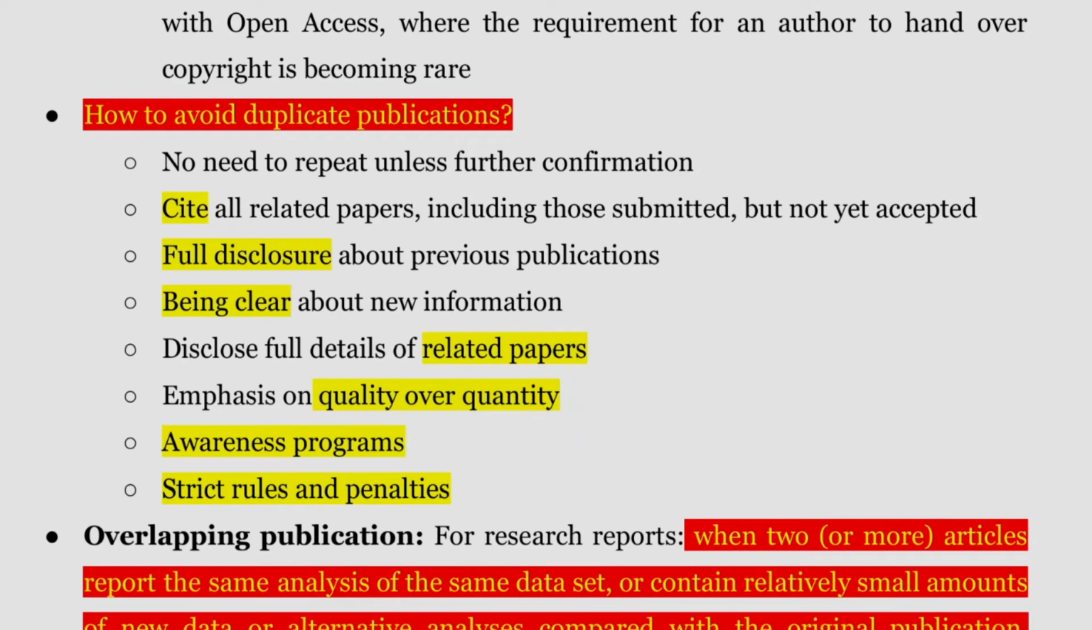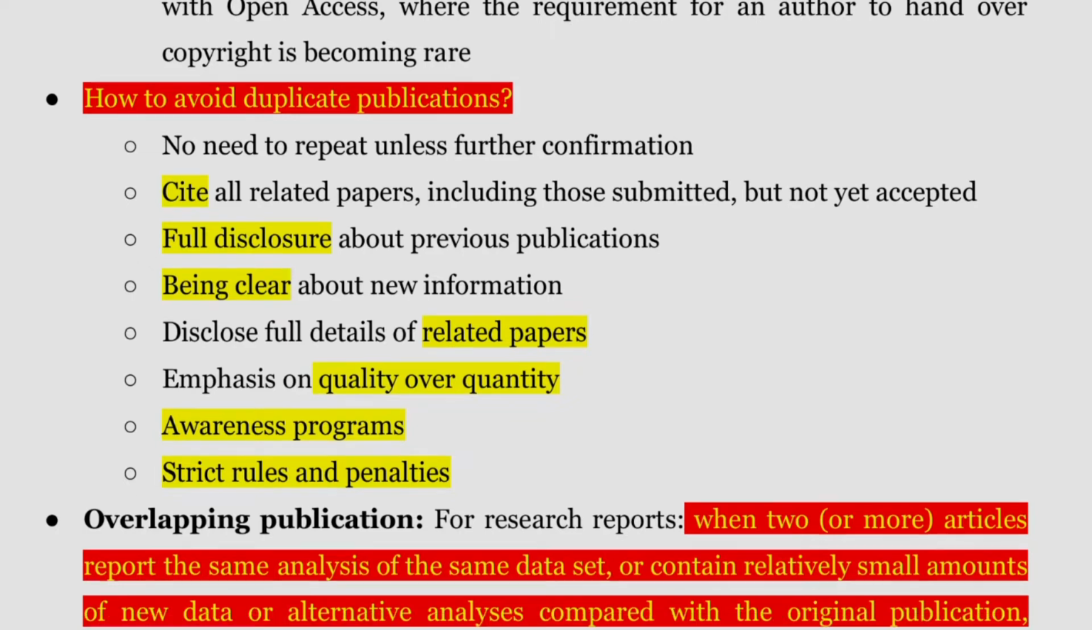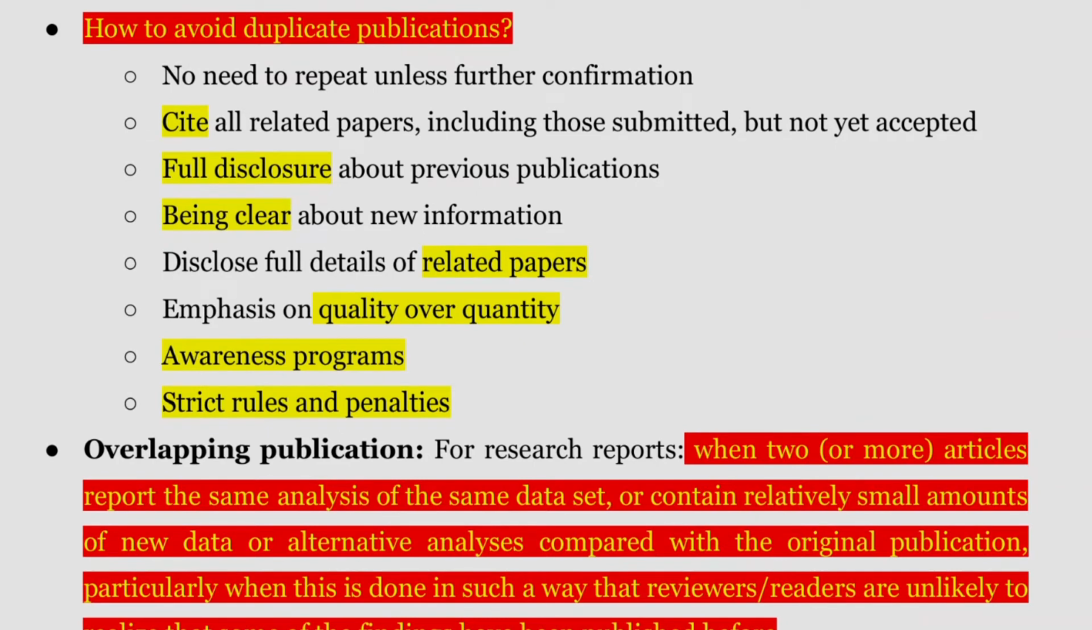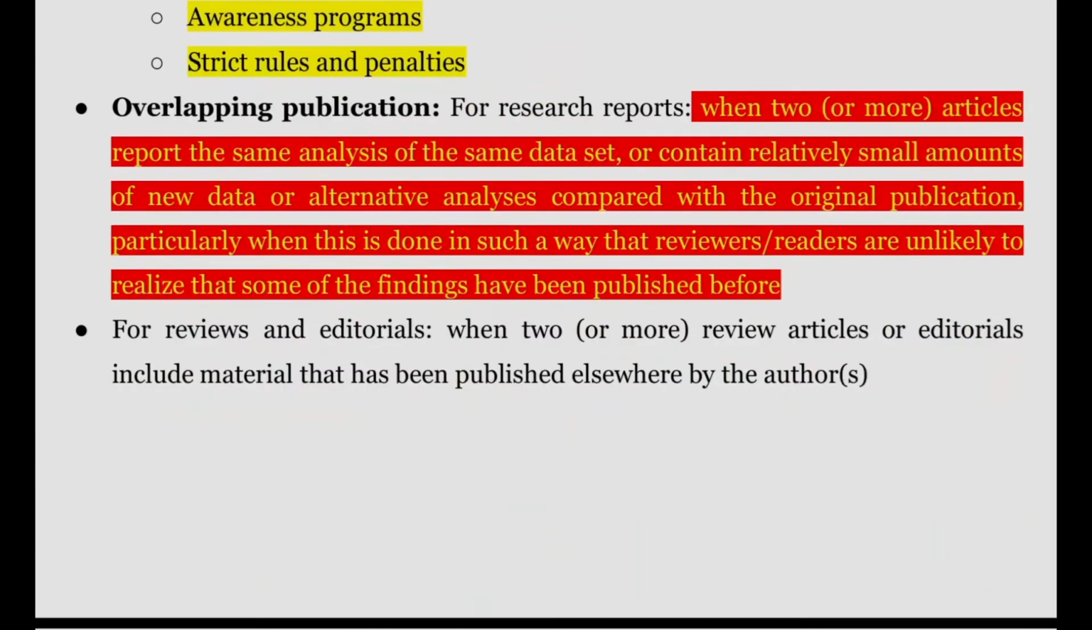How to avoid duplicate publication? Cite all the related papers, including those submitted but not yet accepted. Give full disclosure about previous publication, and be clear about new information.